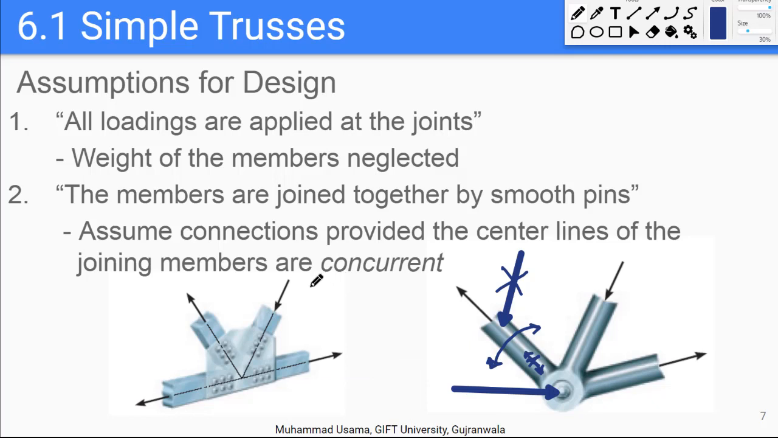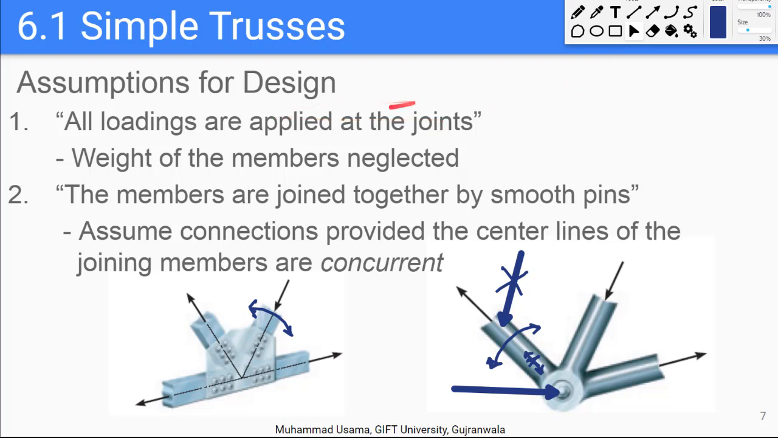So when we assume that the members are joined using smooth pins, we are saying that these joints do not stop the rotation of these joints. Again, this is a good assumption because most of the time these joints are very good at providing support reactions of forces, but they cannot provide a lot of couple moments. So we just say that the couple moments provided by these joints are equal to 0.